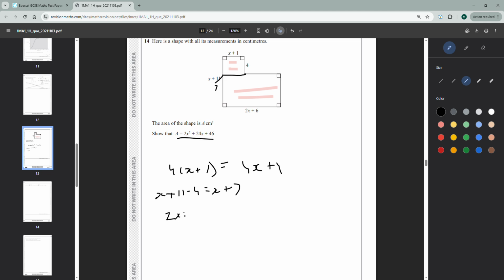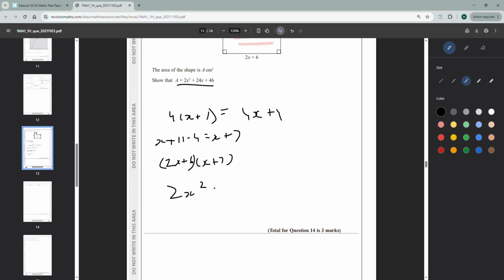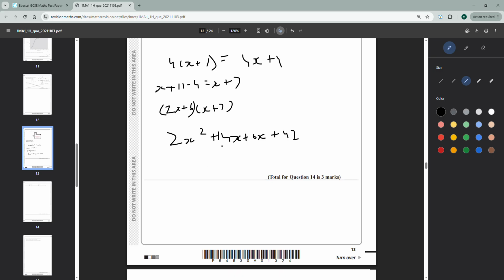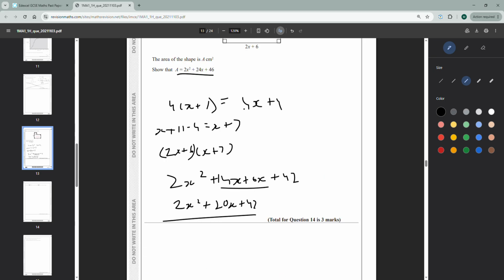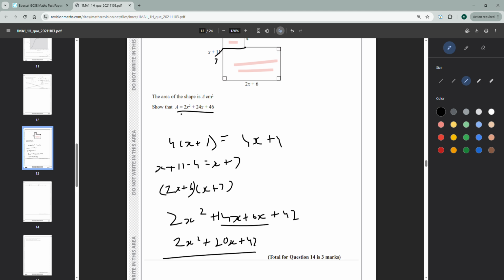So now let's do 2x plus 6, and then x plus 7, to get the area for this one. So that's going to be 2x squared plus 14x plus 6x plus 42. Let's add this up to 2x squared plus 20x plus 42. It's looking promising, because we have 2x there, so I think we're going to get this question right.